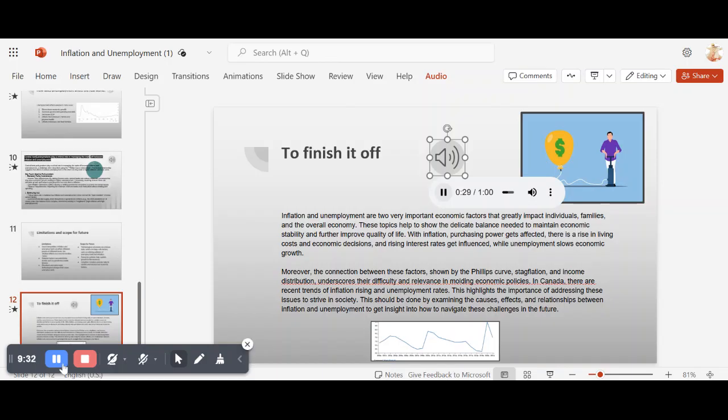Moreover, the connection between these factors, shown by the Phillips curve, stagflation, and income distribution, underscores their difficulty and relevance in molding economic policies. In Canada, there are recent trends of inflation rising and unemployment rates. This highlights the importance of addressing these issues to thrive in society. This should be done by examining the causes, effects, and relationships between inflation and unemployment to get insight into how to navigate these challenges in the future.